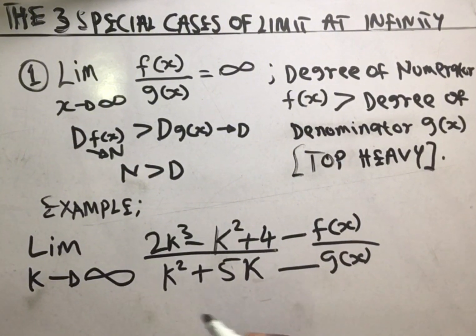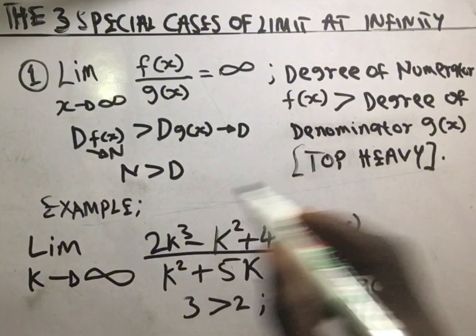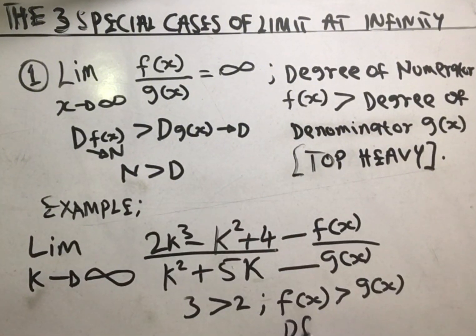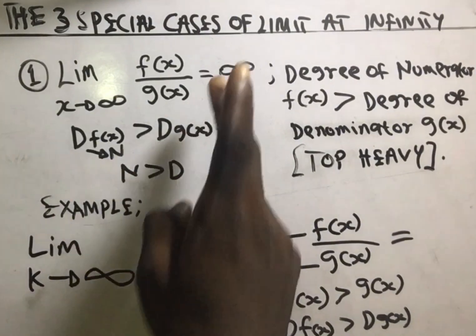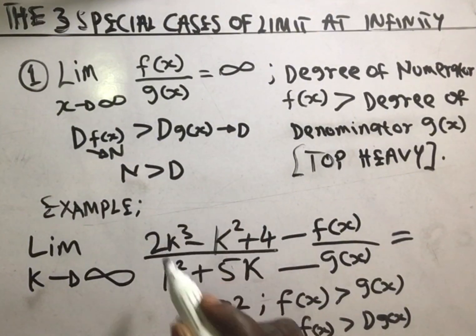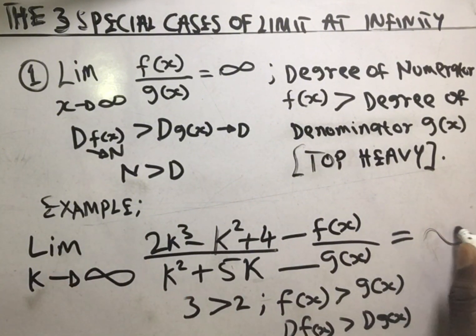So that simply tells us that 3 is greater than 2, which means the degree of f of x, the numerator, is greater than the degree of g of x, the denominator. We can rewrite it as d f of x is greater than d g of x. So what is going to be our answer? Our answer is going to be as simple as this. When we have the numerator having a higher degree than the denominator, our answer is simply going to be infinity. So mindful of all the values you have here, so long as the degree of the numerator is greater than the denominator and the limit is at infinity, our answer is definitely going to be infinity.